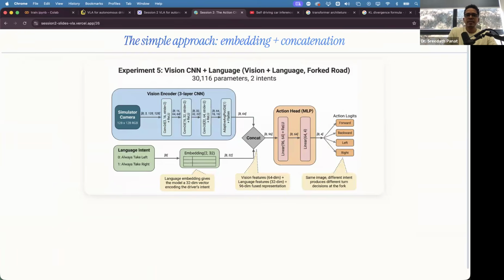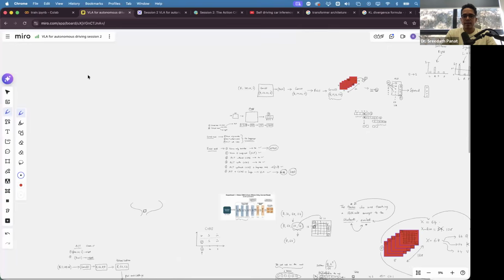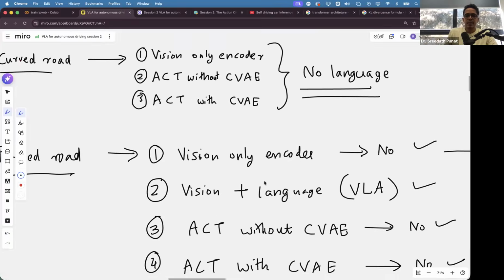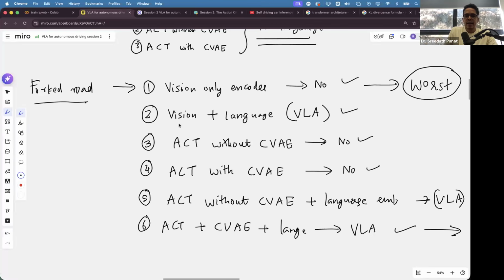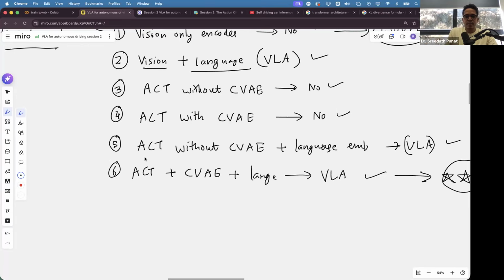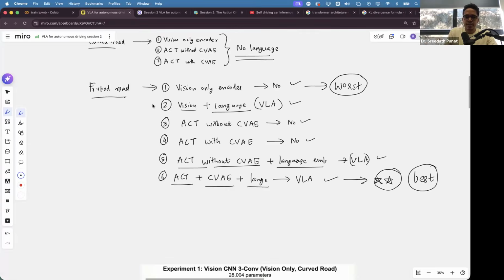Now, language conditioning, as I mentioned in the very beginning, you could add it in a few different places. In the forked road, we can have vision only with language. In the curved road, we can have ACT without the conditional variational autoencoder with language. We can have ACT with the conditional variational autoencoder and with language, right? So now we are going to see these three things, this, and this.